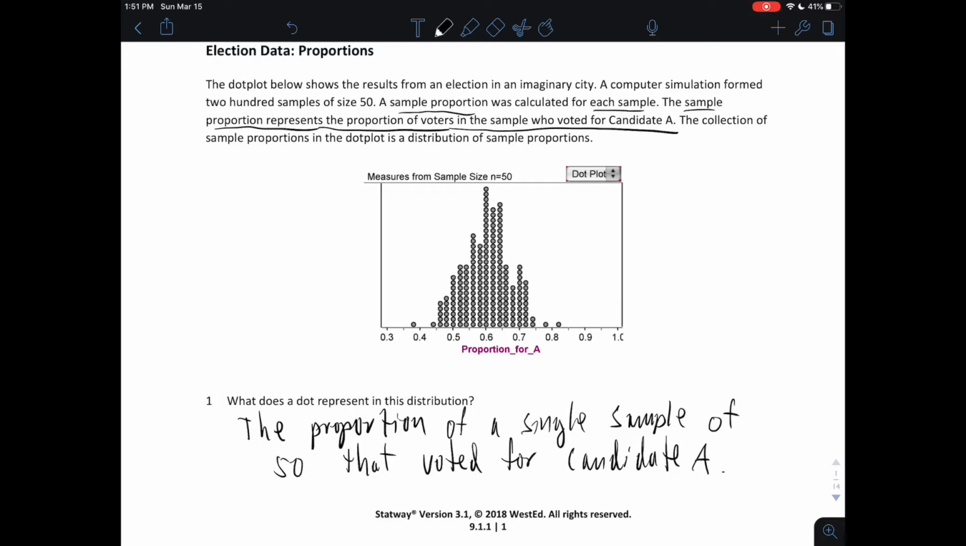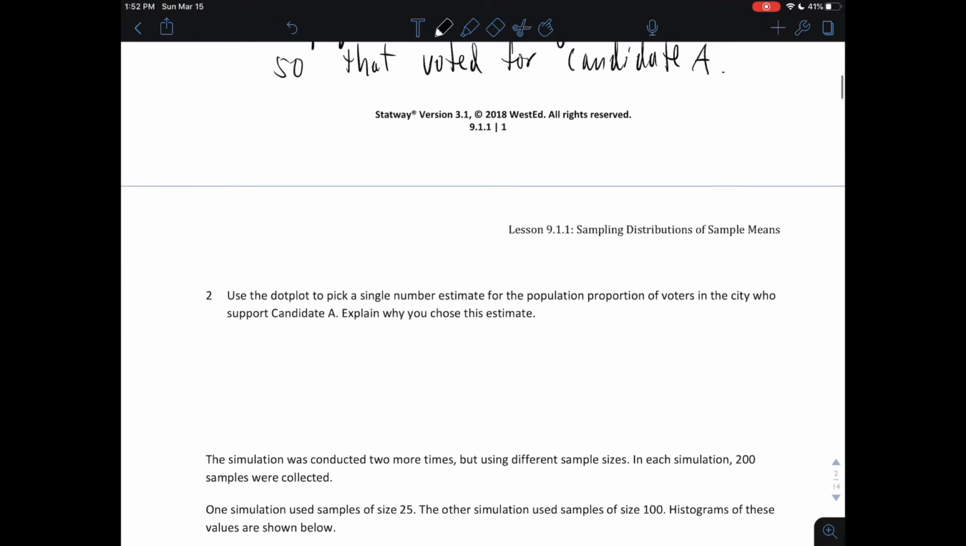Just thinking of what we've seen about representative values, it might make sense if we just choose a number that seems to be in the center of this distribution. If we try to cut these dots in half, it seems like maybe 0.6 would be a good representative. So 0.6, and explain why we chose this. It's a measure of center.